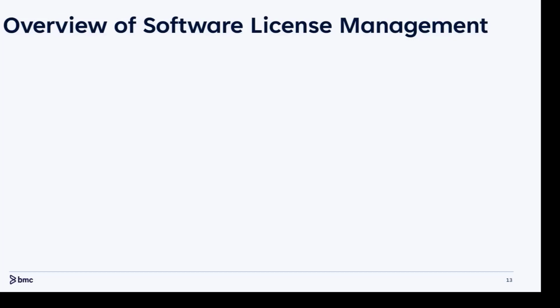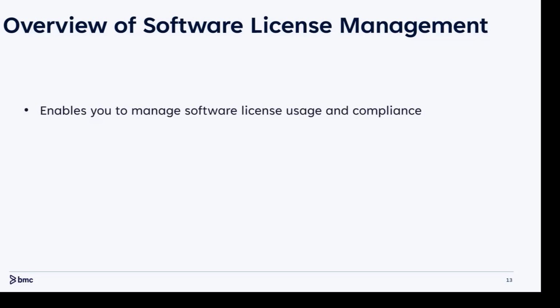Now let's have an overview of software license management. What is software license management? This module enables you to manage software license usage and compliance within your organization. You can synchronize the software title as well as the software license created or modified in BCM to track it. If this software title is already present in Trackit, then it appends the information, else it creates a new software title. You can also synchronize assets to software title in Trackit.